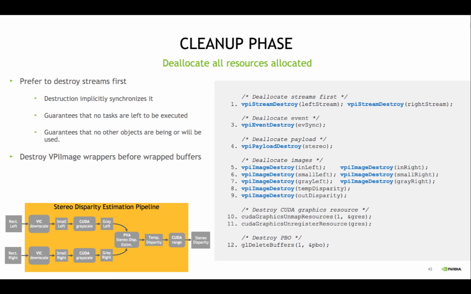Then we destroy the events, payloads, and all the VPI images. Note that we destroy the wrapped PBO only at the end, after all VPI images are destroyed. The CV mats will be destroyed when their destructors are called. In the next slide, we'll see a video of the pipeline we created together in action.